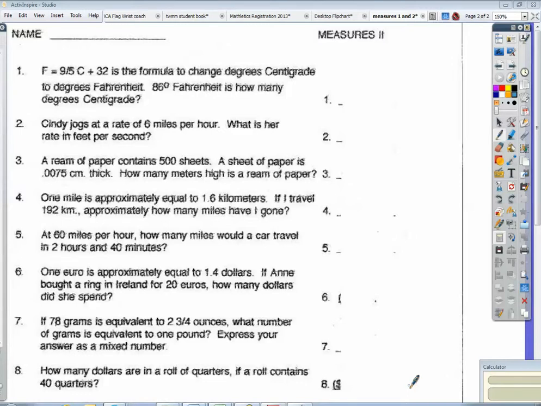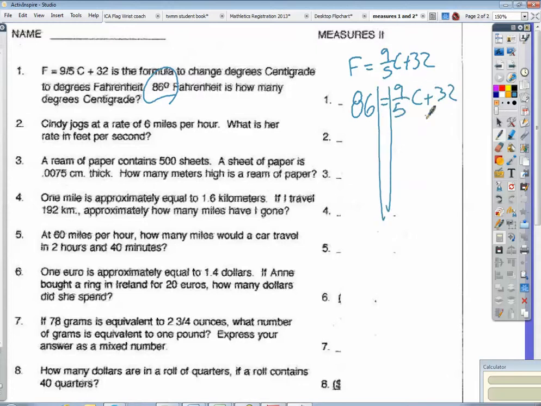All right, so this is measurement 2 for Mathletics. So we have the equation Fahrenheit is equal to 9/5 C plus 32, and it gives us a measurement of 86 degrees Fahrenheit. So 86 is equal to 9/5 C plus 32. So minus 32, minus 32. So we subtract this out, so we get 54 is equal to 9/5 C.